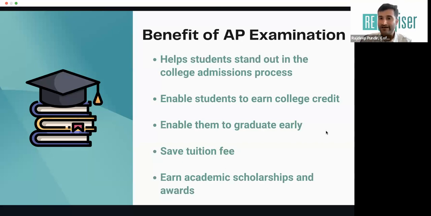So these are different benefits. Let me point it out. The first, to stand out in college application process, to earn college credits, to save money, to graduate early, or also, if not graduate early, then probably do a minor in any additional subject in the given time frame itself. So these are different benefits of writing AP exam.